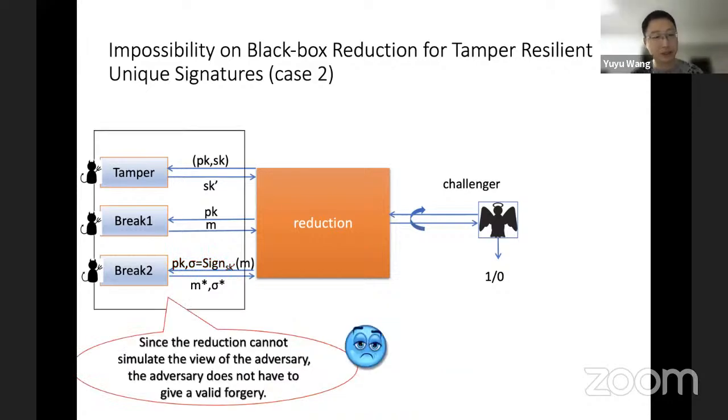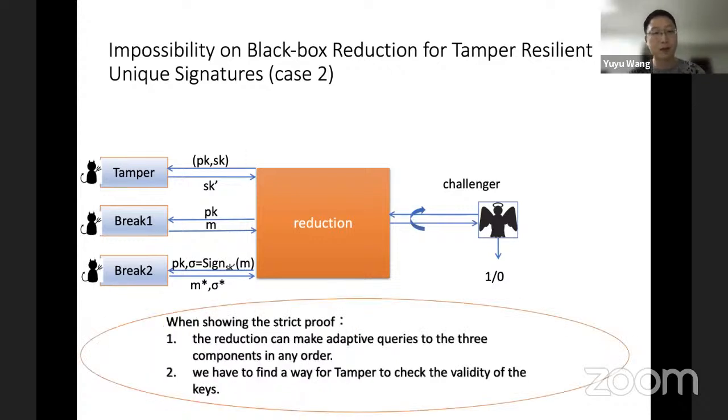So the reduction cannot simulate the view of the adversary, and the adversary does not have to give a valid forgery to the reduction. So the reduction cannot get any useful information from the adversary in this case as well, which means that this reduction should not exist. Otherwise, it can break the assumption by itself in polynomial time.